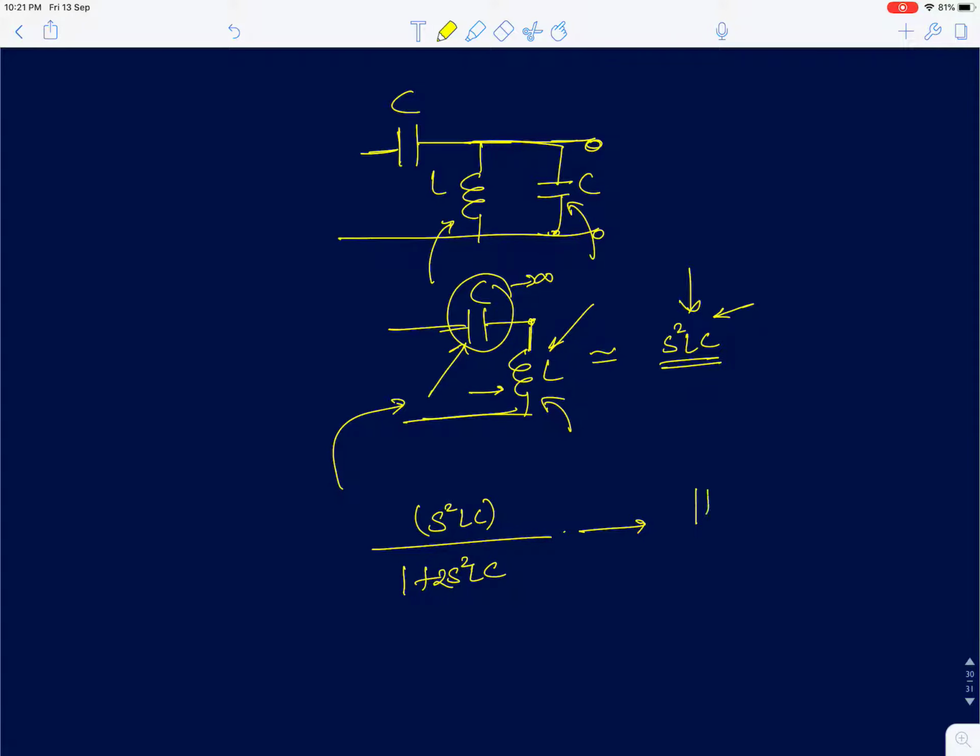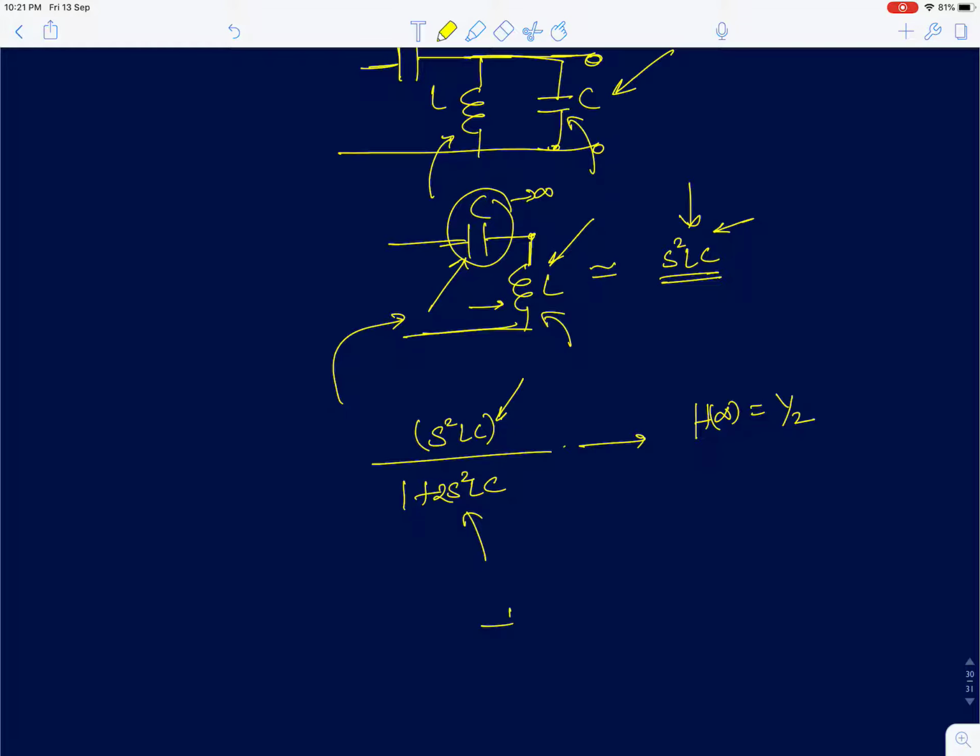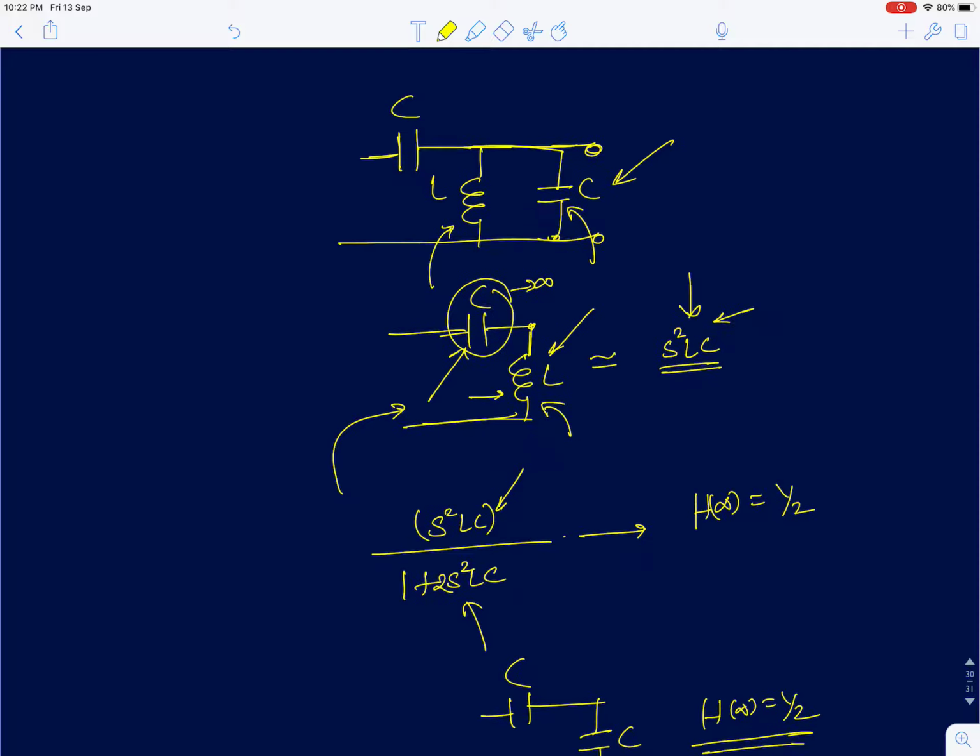At high frequencies H infinity is going to be the ratio of this term by this term, that's going to be half. If I look at this circuit at very high frequencies, it will reduce to a capacitor C and another capacitor C. So again H infinity is half. So we could write the transfer function directly by this. This is a high pass filter, it's a high pass characteristic.